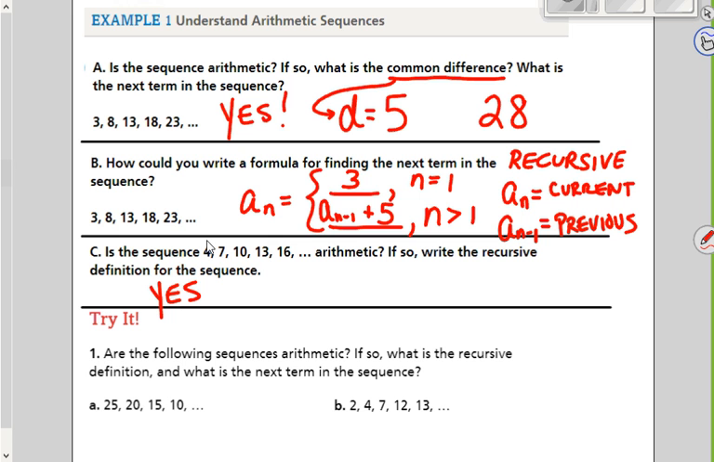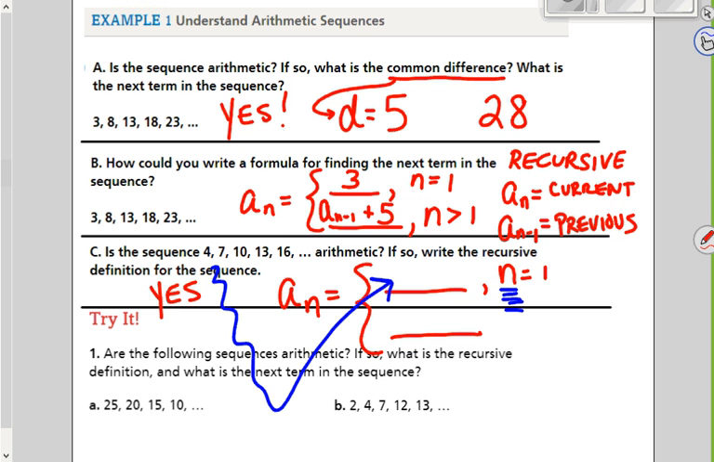So this one is. So here's how we write the recursive formula. A sub n, to get to any term. The little n can stand for any, all right? To get to any term, what do I do? Where do I begin? What do I do next? I begin when I'm on term number 1. And term number 1 is equal to 4.